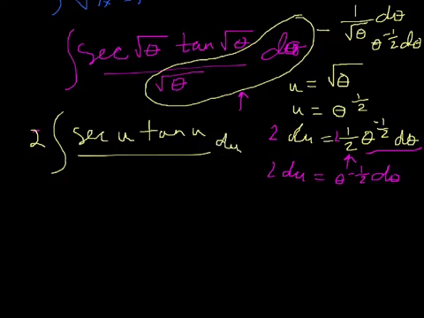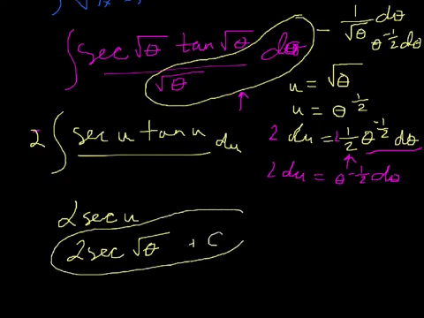Now, what's left in yellow? That's an easy integral if you've memorized your trig derivatives. Secant tangent is the derivative of secant. So I get 2 times the secant of u, and then instead of u, put the definition of u back. So u is equal to the square root of theta, plus c. So sometimes what you want for your u substitution is an angle itself. And that's it.